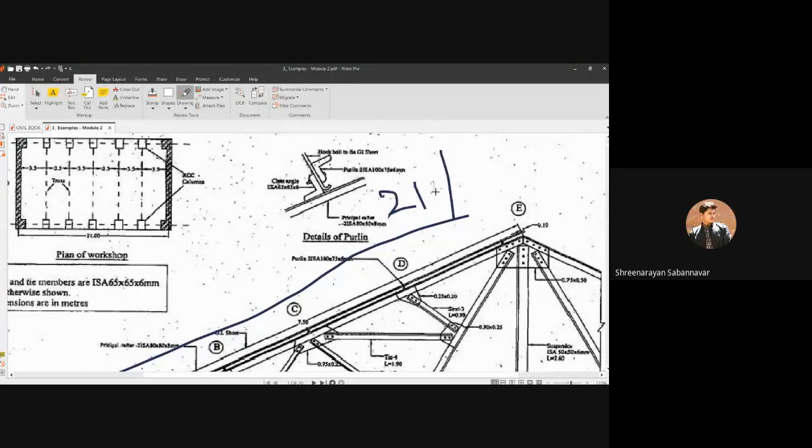21.3. On either side it should be there, no? This side and this side. 21.3 into 2.